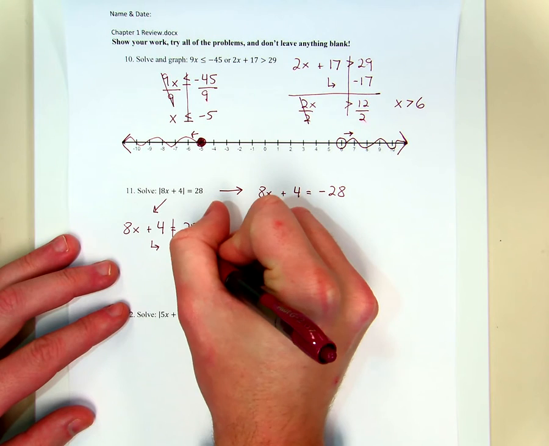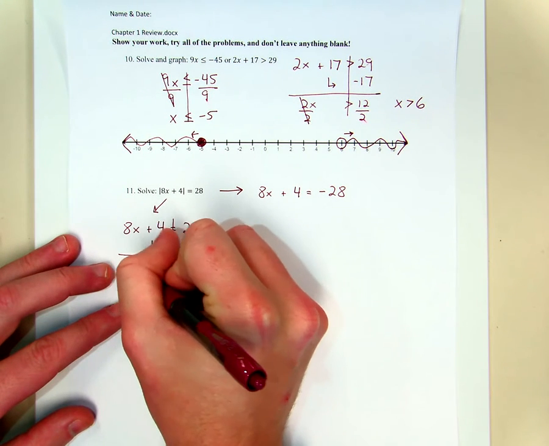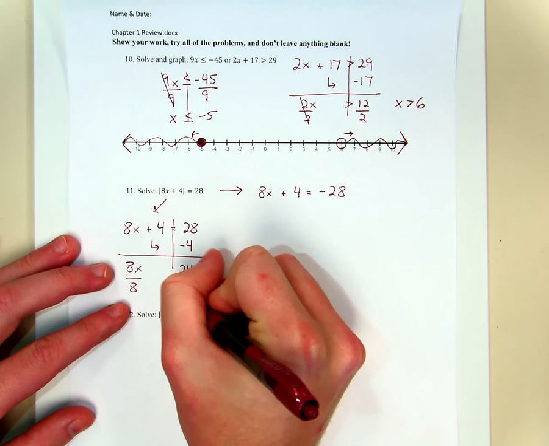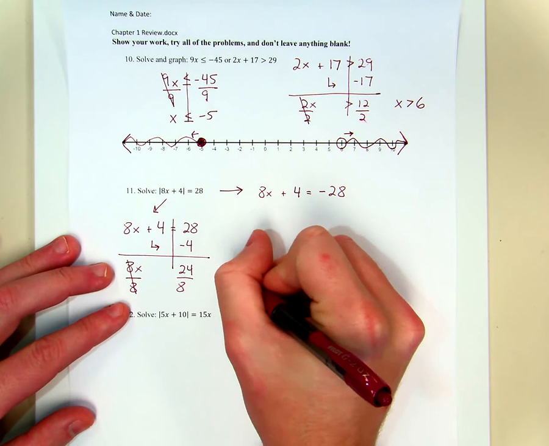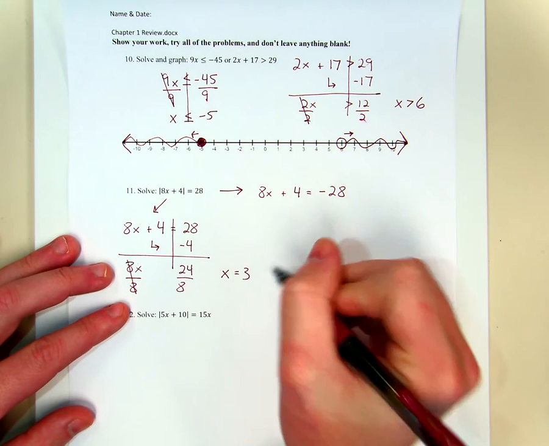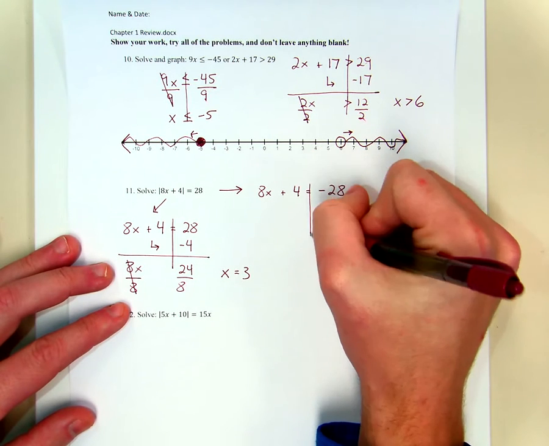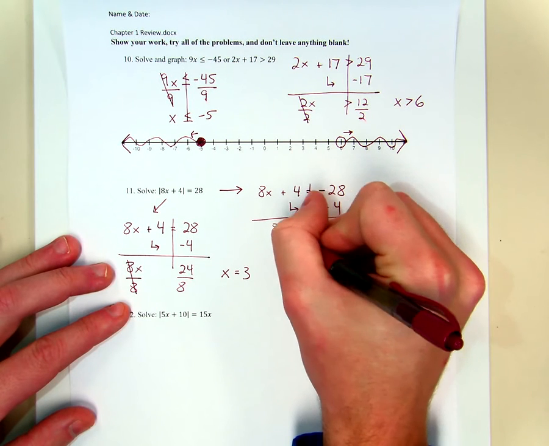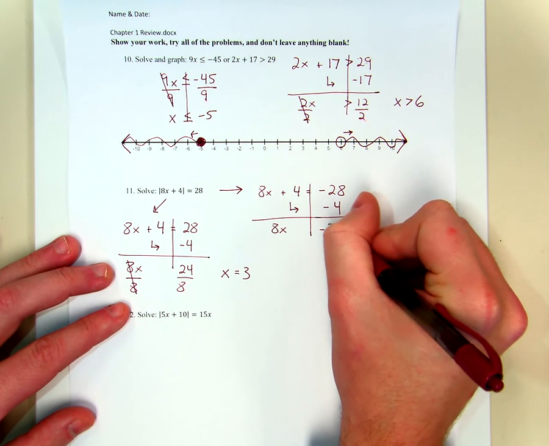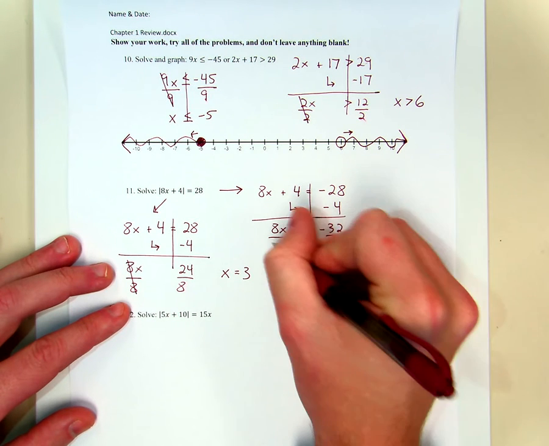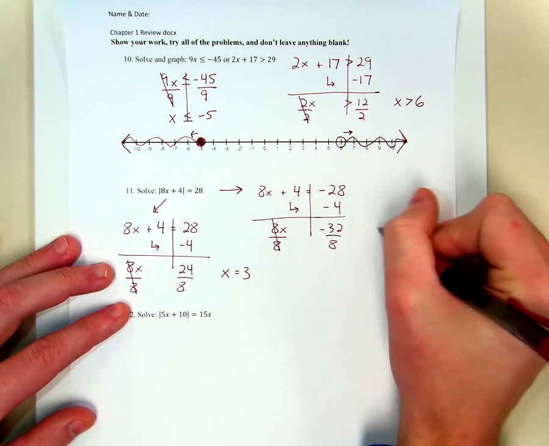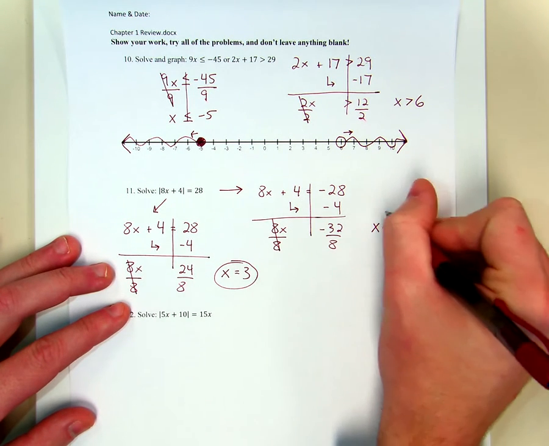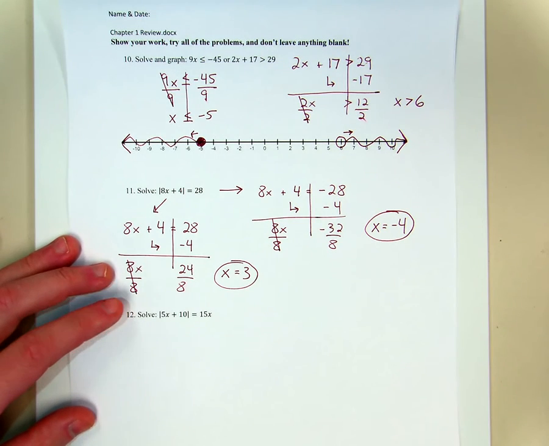And then you just solve each equation. Subtract 4, 8x equals 24, and then divide by 8 to find that in the first equation, x equals 3. Then you can solve the second equation with the same steps. Subtract 4. This time we end up with 8x equals negative 32, and divide by 8 to find that this time x equals negative 4. These are the two solutions, x equals 3, x equals negative 4.